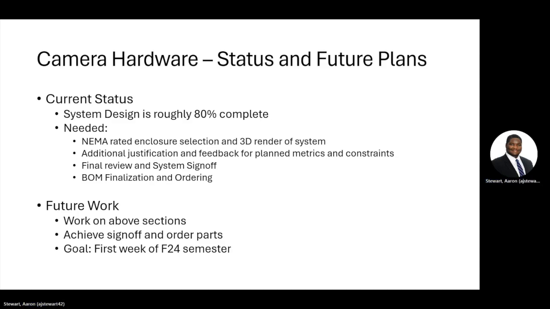So in terms of future work, to sum it up, pretty much work on all of that I just mentioned. And the goal is to have this all completed by the first week of the fall 24 semester. That way I can hit the ground running and we can get started on construction. Thank you for your time, and I'll pass it on to the next person.